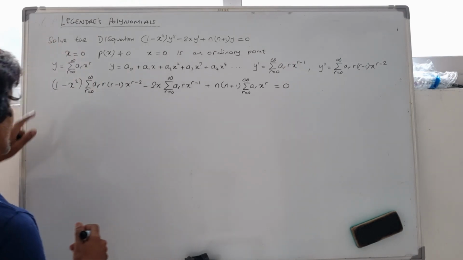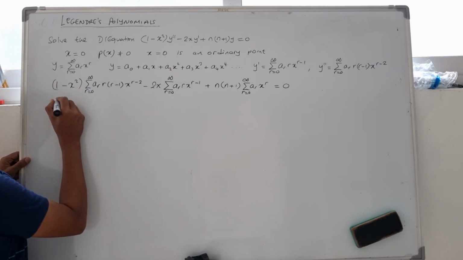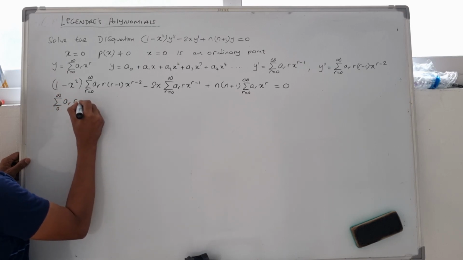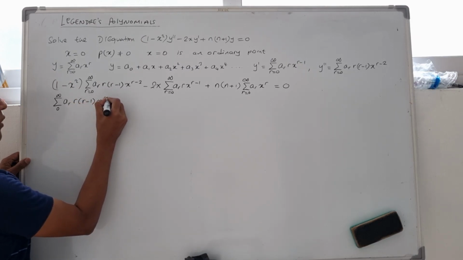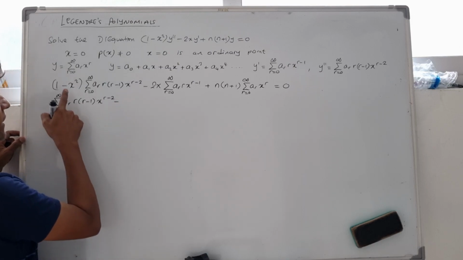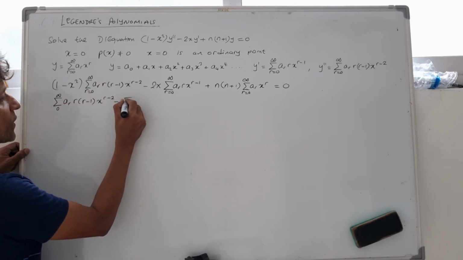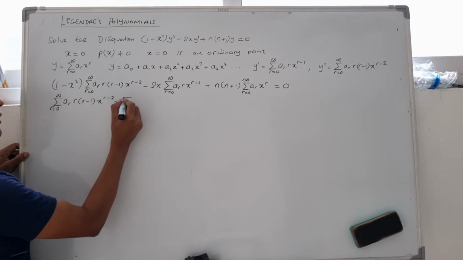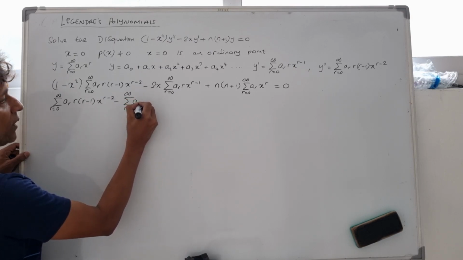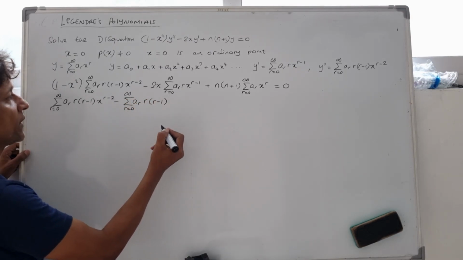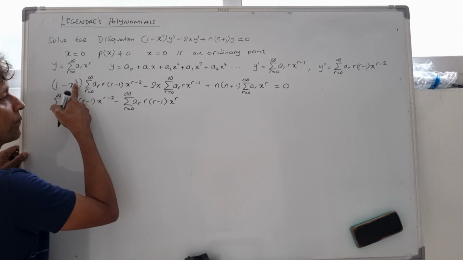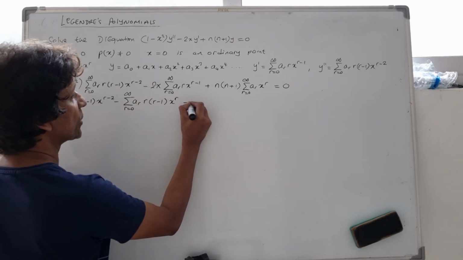If we distribute this, we're going to get 1 times this whole lot here. So that's going to be the summation going from 0 to infinity of a_r r(r minus 1) x^(r minus 2). Then minus, the x squared goes in the series, from r equal to 0 to infinity, and then I've got a_r r(r minus 1) x^r, because the minus 2 cancels out as 2.